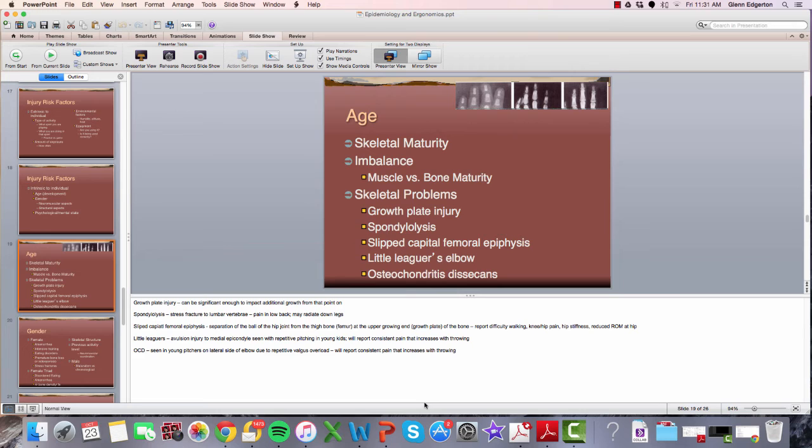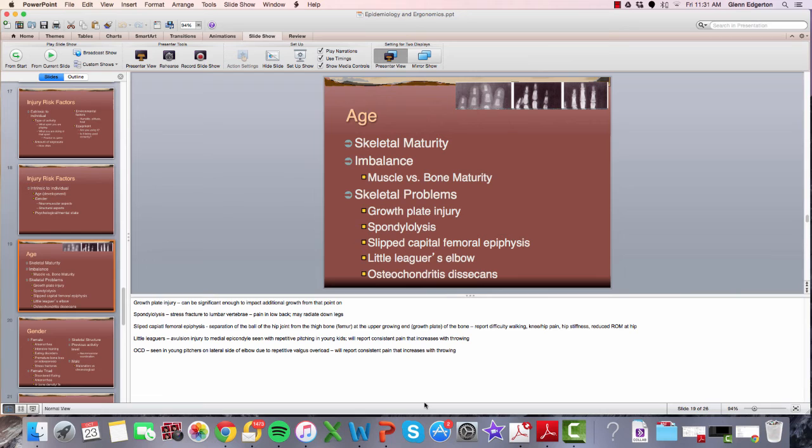Depending on how old you are, you might have imbalances between muscle and bone maturity. Now, I had an athlete one time that was so strong, but his body wasn't ready to be that strong. And he ended up tearing his ACL in both knees in 2 consecutive years because his engine was just stronger than the parts, so to speak. His body could not handle the amount of strength that he had.